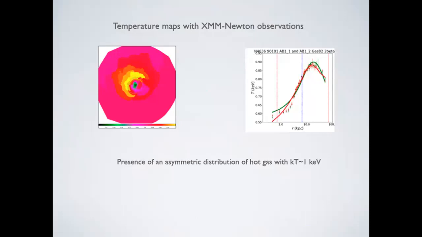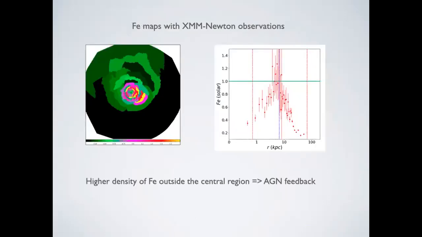The advantage of the one-dimensional radial profile is that for two-dimensional maps, sometimes we are limited by statistics, so some of the features that we see might not even be statistically relevant. But if you see in the one-dimensional radial profiles that a temperature peak is actually happening after 10 kiloparsec from the center, then you know that the hot gas, the asymmetric distribution, is shifted from the center and situated there. But if you look at the iron maps, they tell you a different picture.